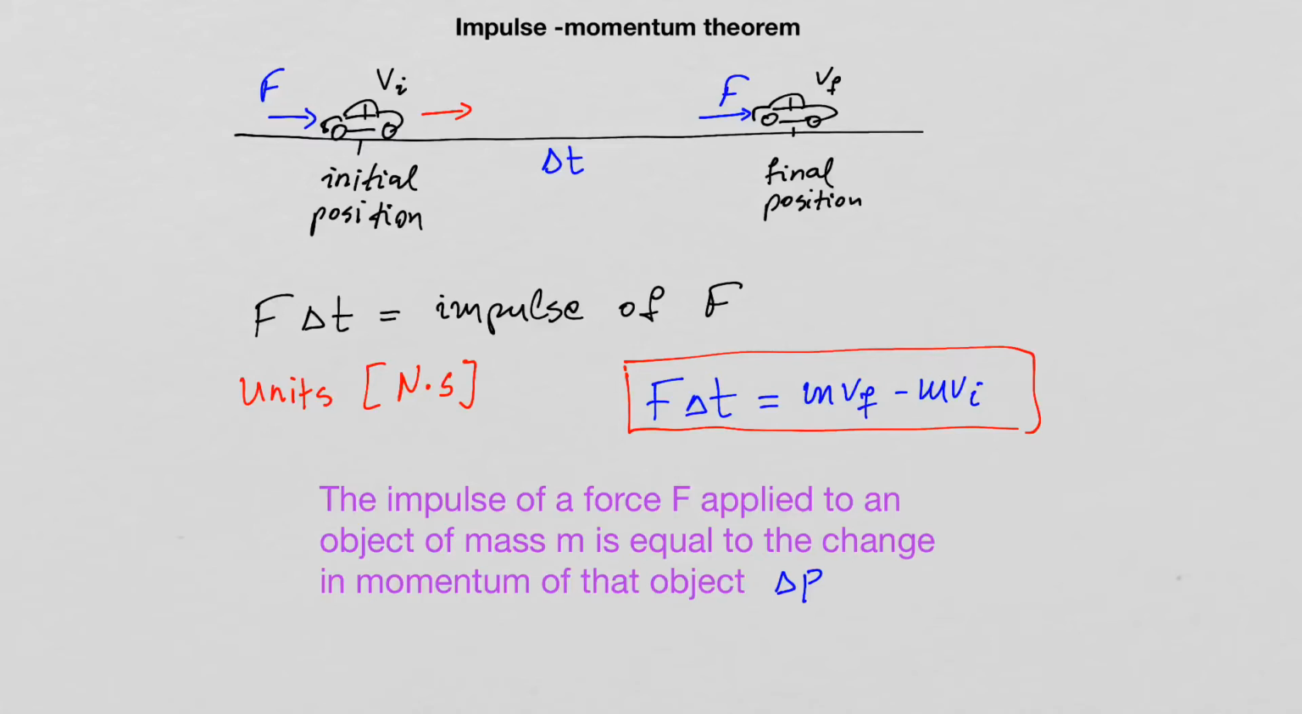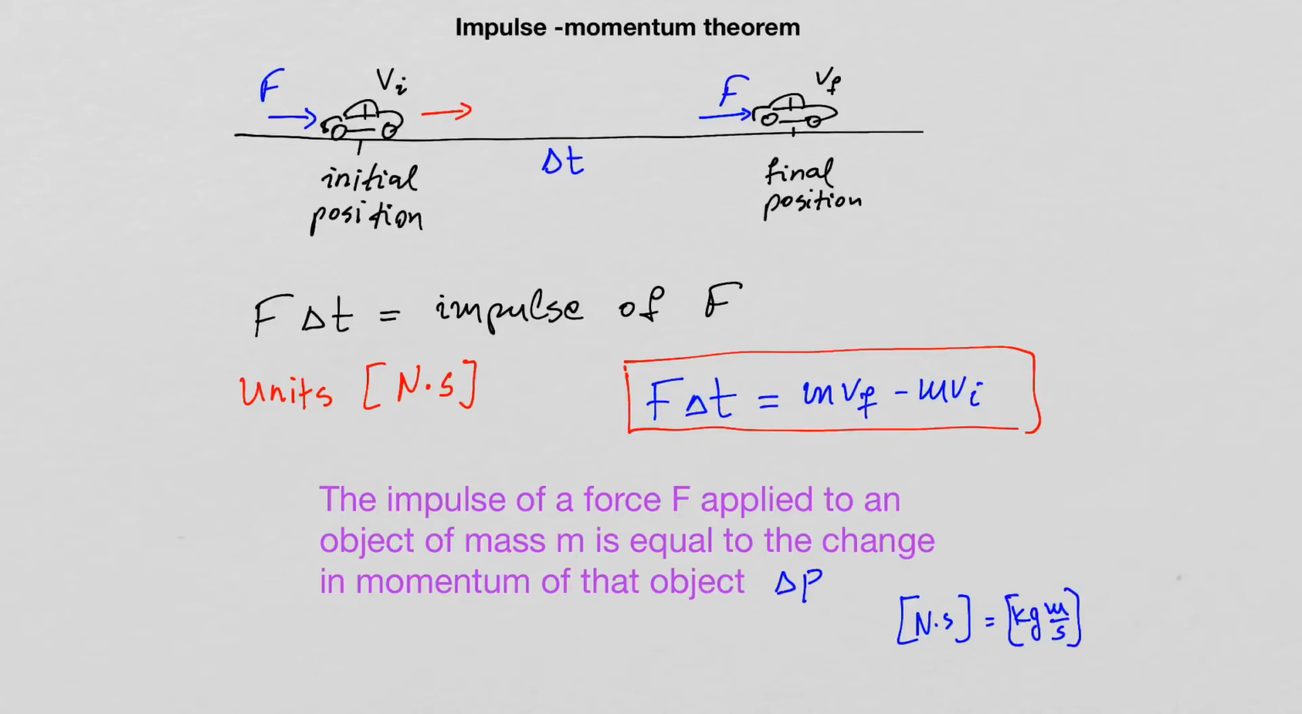From the statement of that theorem, it also becomes clear that the units of impulse, Newton seconds, are equal to the units of change in momentum, which were kilogram meters per second. So let's add that as a side note here. Newton seconds is the same as kilograms meters per second.